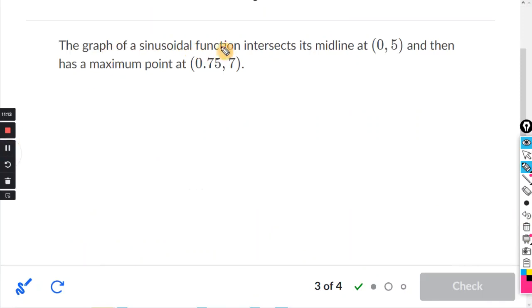All right, the graph of a sine function intersects the midline at 0, 5, and then has a max at this point. All right, quick sketch. The midline is at 0, 5.